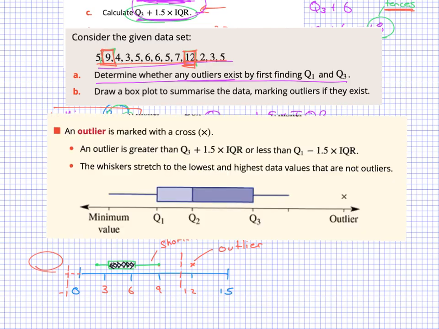To recap, an outlier is marked with a cross. It is greater than Q3 plus or less than Q1 minus 1.5 times the IQR. The whiskers then stretch to the lowest and highest values that are not outliers. So for our case, we had a 12. The whisker dropped back to the next biggest number, which was a 9. All right, you show the outlier as a cross. You don't need to show the fences like I've done here, but I find it handy to show them.